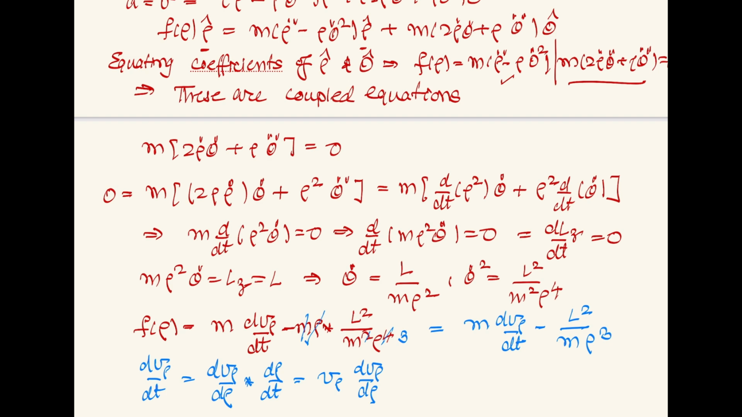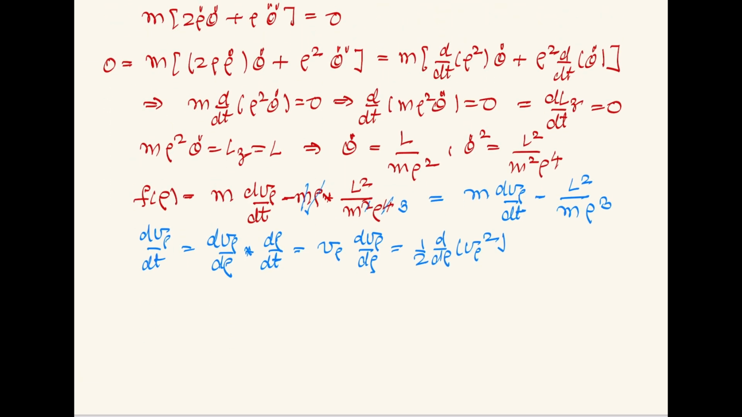Feeling too sleepy? No. Okay. So this can be written as the derivative d by d rho of v rho squared. But that's going to pull out a factor of 2. So to correct it, I'll put a half. Okay. So let us see then what is my term. So I'm going to find that f of rho can be written as mass times, there is a half times d by d rho of v rho squared minus, I can have an L squared by m.